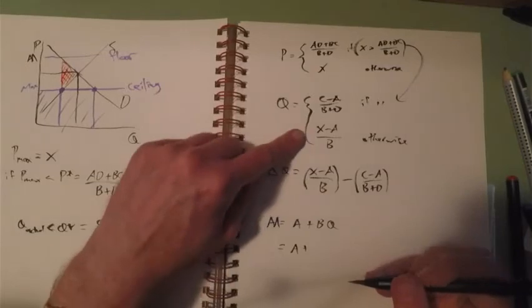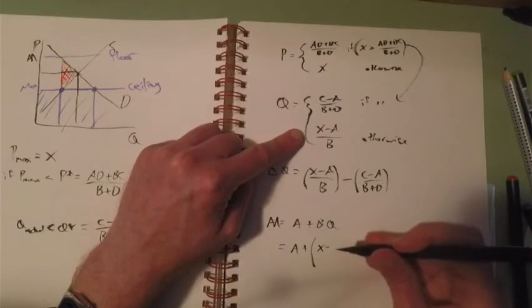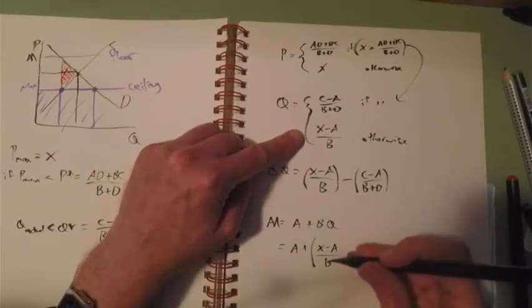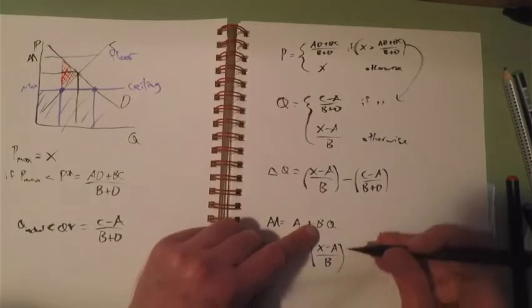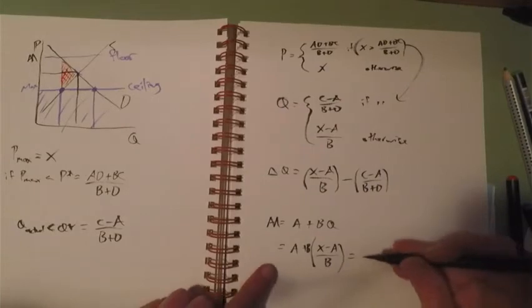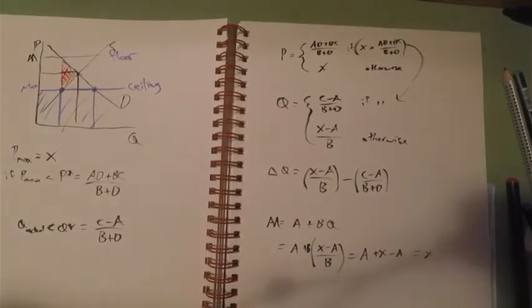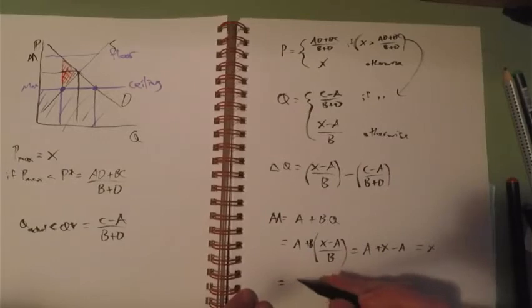Good enough. So M is this price, which equals A plus BQ, which is equal to A plus B, and the Q that we get if we've got the binding price ceiling, this is going to be X minus A over B, all times B. That's convenient, isn't it? So those B's are going to cancel. We get A plus X minus A. That just equals X. That seems wrong. Oh, I plugged that into the supply curve. So what I want is C minus D times X minus A over B.